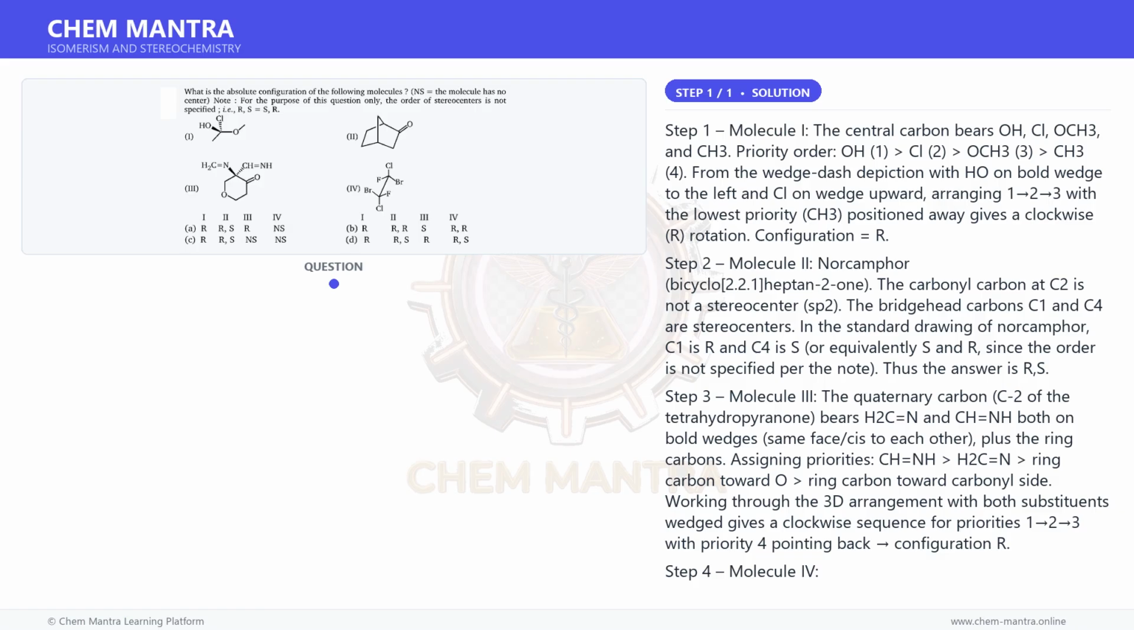Summary: 1 is equal to R, 2 is equal to R, S, 3 is equal to R, 4 is equal to R, S. Option D. Why other options fail? A. Has 4 equal to meso, but the molecule is chiral, R, S, not a meso compound in this configuration. B. Has 2 equal to R and 3 equal to S, both incorrect. C. Has 3 equal to S and 4 equal to meso, both incorrect.